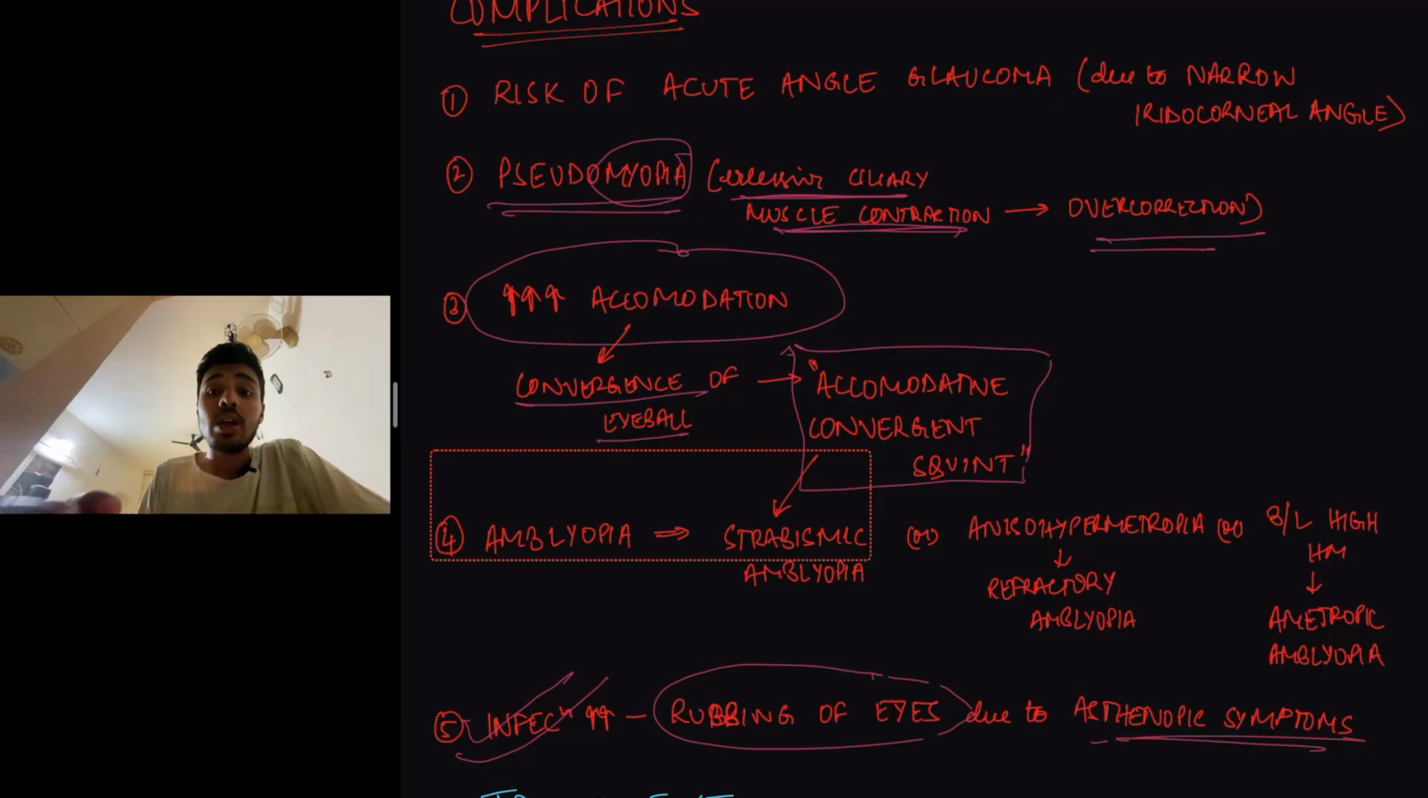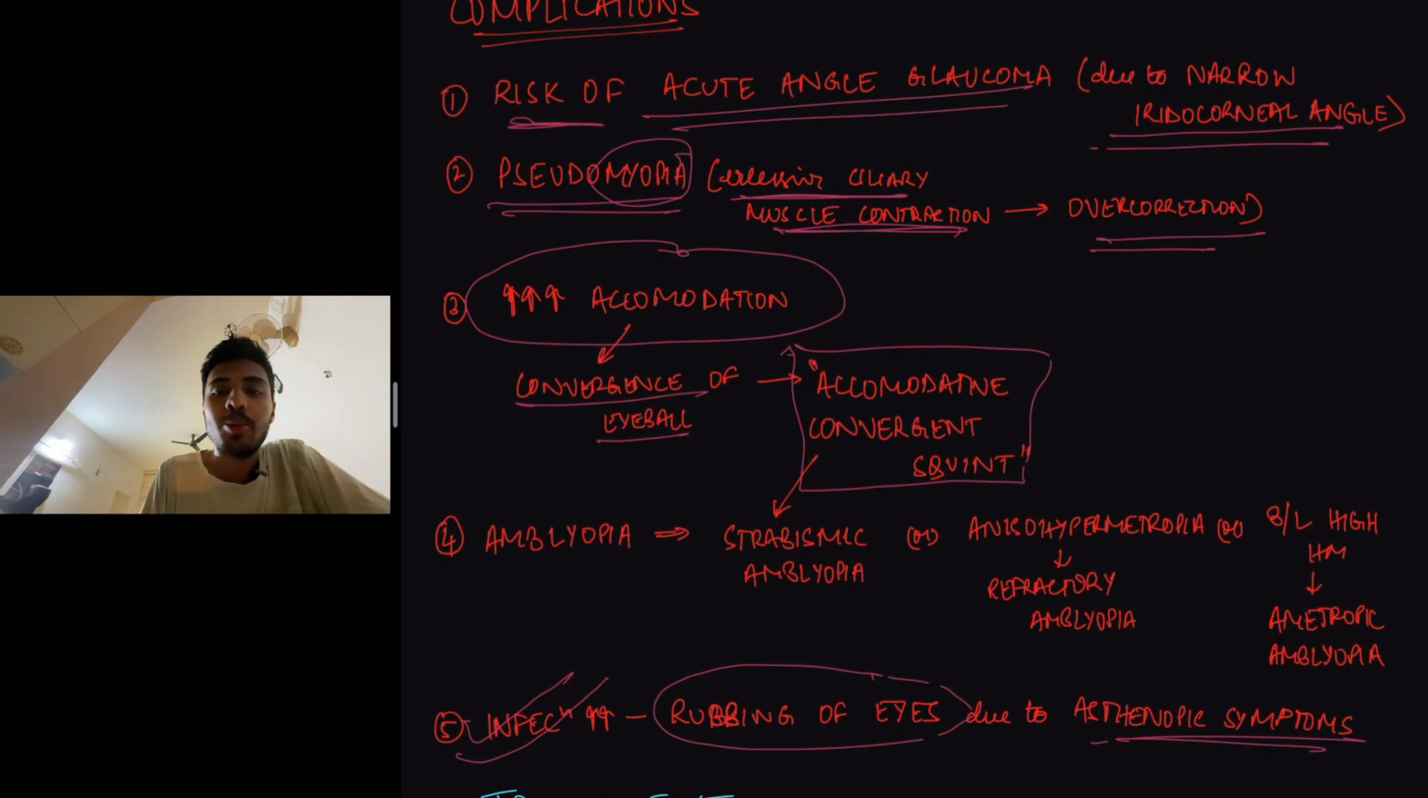Then, as I said, the eyeball is smaller. So because the eyeball is smaller, the anterior chamber is shallower. And when the anterior chamber is shallower, the iridocorneal angle is narrow. And what does the iridocorneal angle have? It has the canal of Schlemm through which the aqueous humor flows out. So that is why they are at increased risk of acute angle glaucoma. Any sudden blockage of this narrow iridocorneal angle can lead to acute angle glaucoma. So very, very important complication, increased risk of acute angle glaucoma.